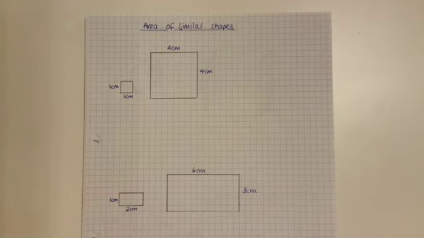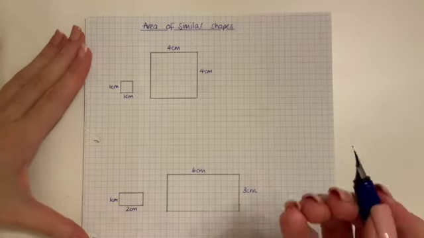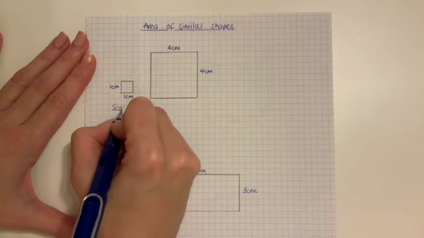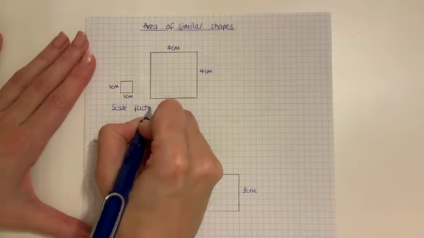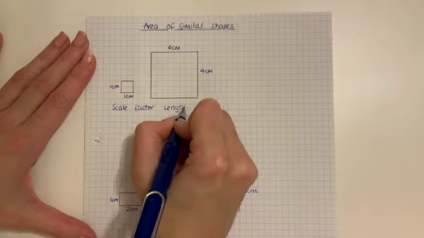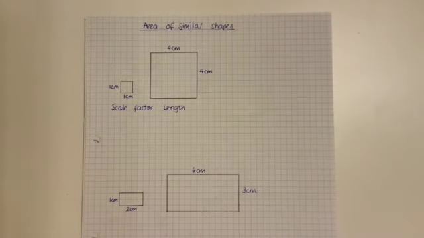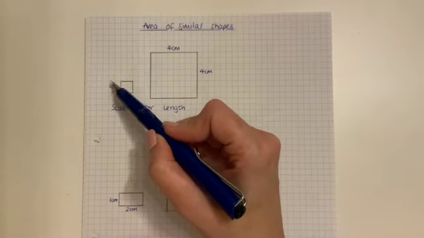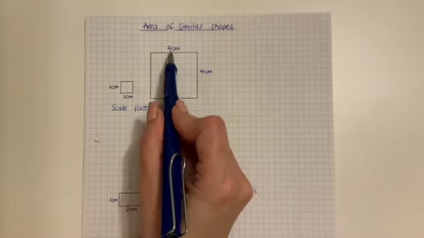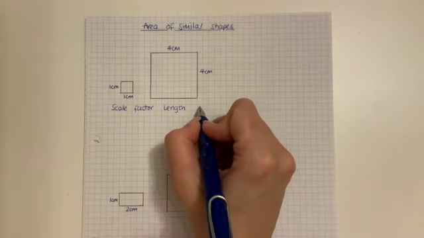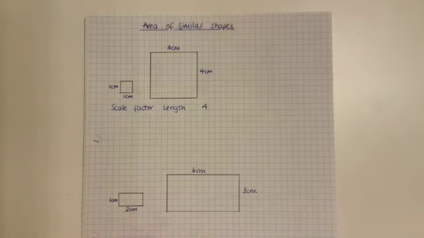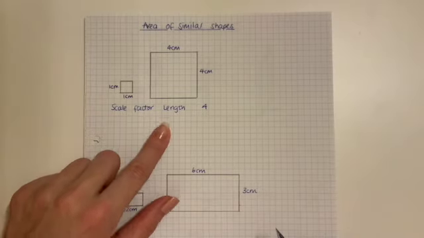We know about the length scale factor. If we work out the normal scale factor, scale factor length, when I say length I'm talking about the lengths of the sides of the shape. From this square to this square, the lengths of the sides go from 1 centimetre to 4 centimetres. So we know the scale factor is 4, because you'd have to multiply by 4. Everybody should be okay with that, because that's what we were doing last lesson.